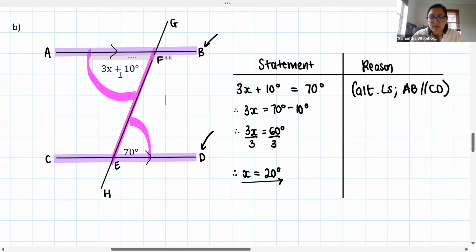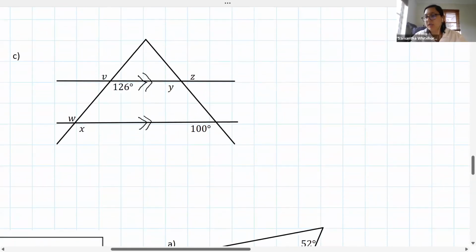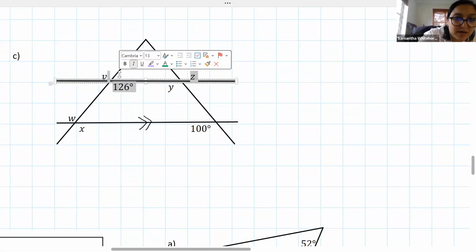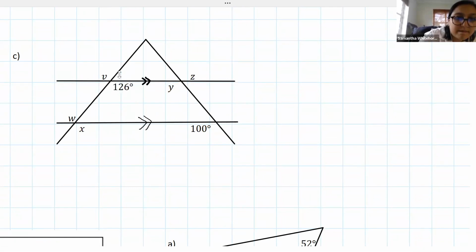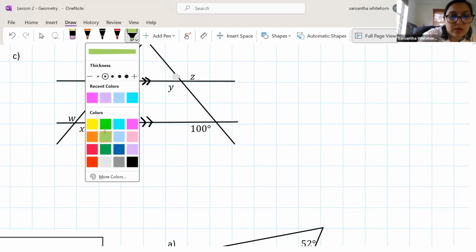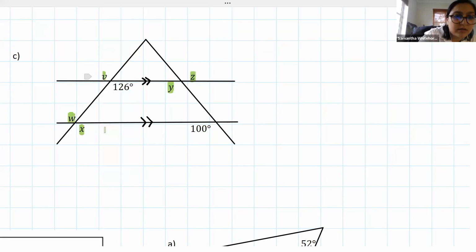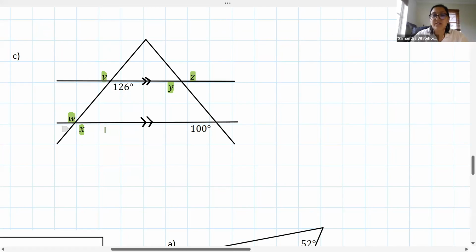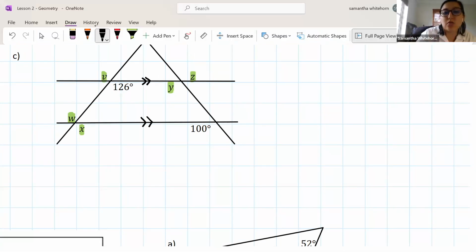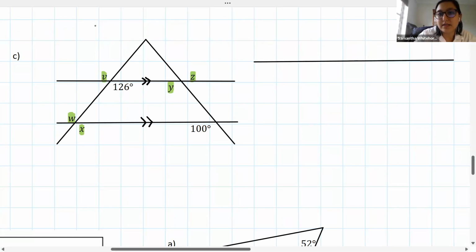We're going to have a look at one more. You guys are going to try this one by yourselves. All right, so here's question C. My parallel lines are just embarrassing. Okay, so what I want from you guys is all the lowercase letters. So when I say the lowercase letters, I want values for V, W, X, Y, and Z. So those ones I've highlighted in green. I want the size or the value of all of those lowercase letters.